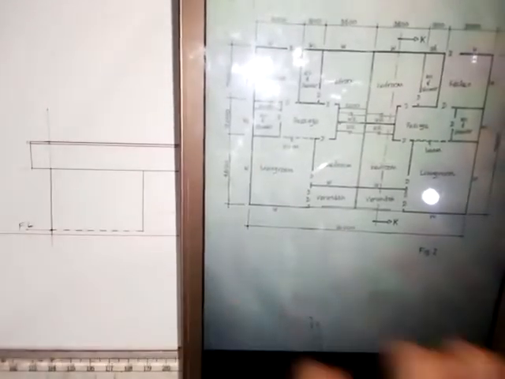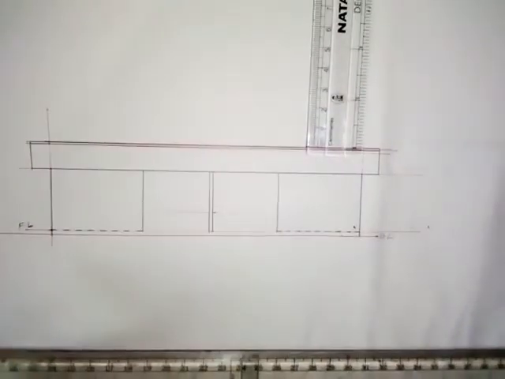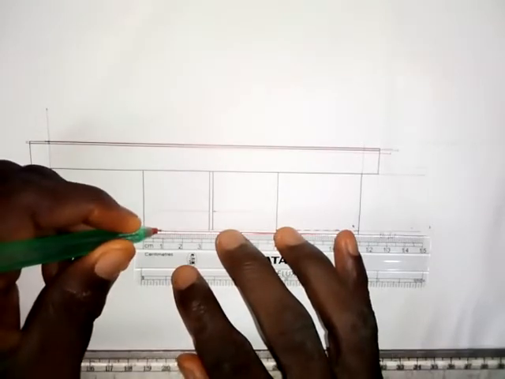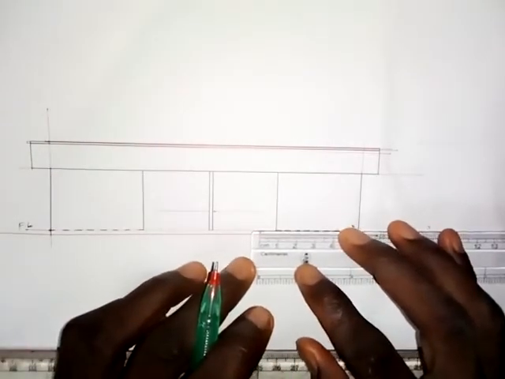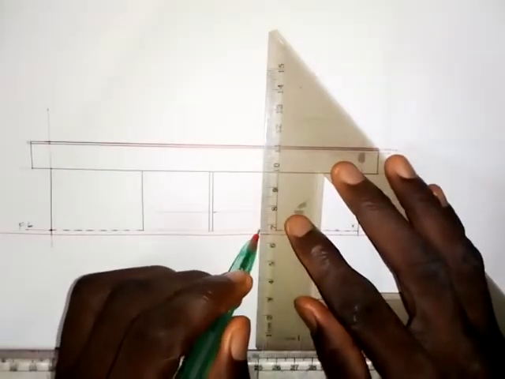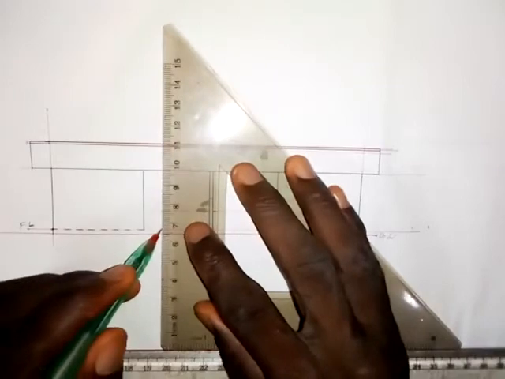We have an entrance from here to here. This entrance from here to here is 900 millimeters. Why did I say 900 millimeters? If you look at it, the entrance has the same size as the width of the door to the rooms, which is 900 here. So 900 by 100 will give us 9 millimeters. Take a measurement of 9 millimeters from here to here, and come here also and take a measurement of 9 millimeters from here to here. So draw a vertical line here, and also come here and draw a vertical line here.